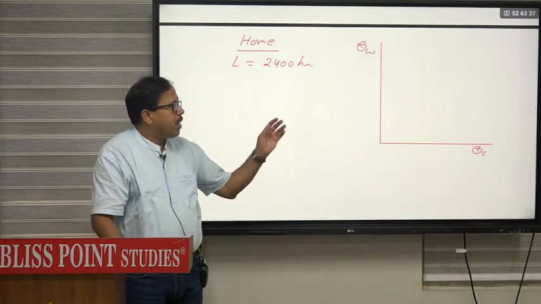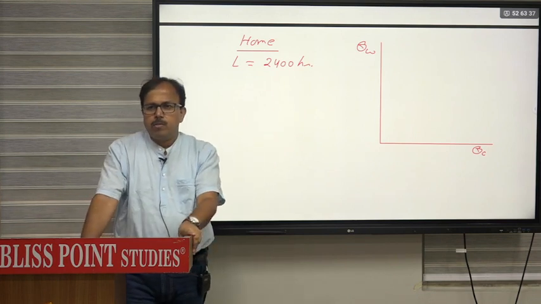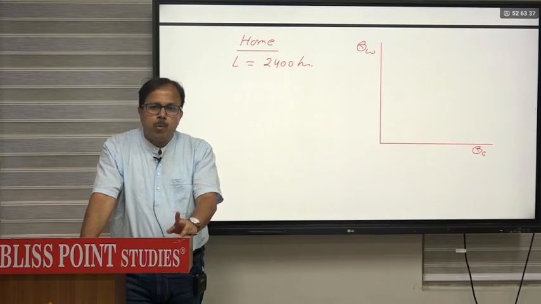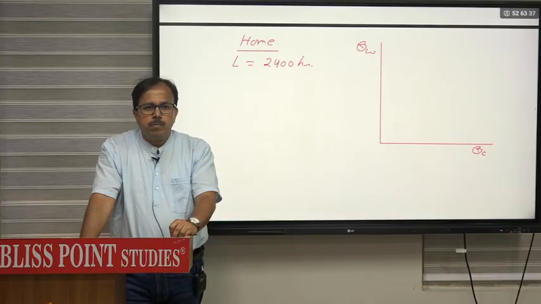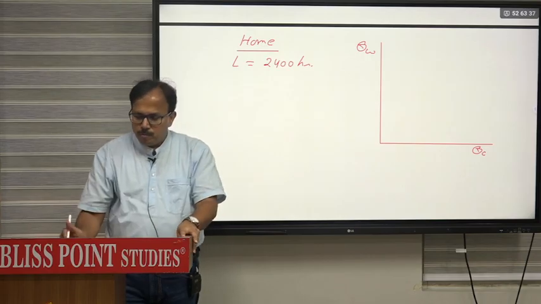So how much quantity of cheese can be produced in that 2400 hours? Home country has 2400 hours of labor endowment. In that 2400 hours, how much quantity of cheese can be produced? That depends upon what? That will depend upon productivity of labor. If labor is more productive, it can produce more quantity. If labor is less productive, it will produce less quantity.